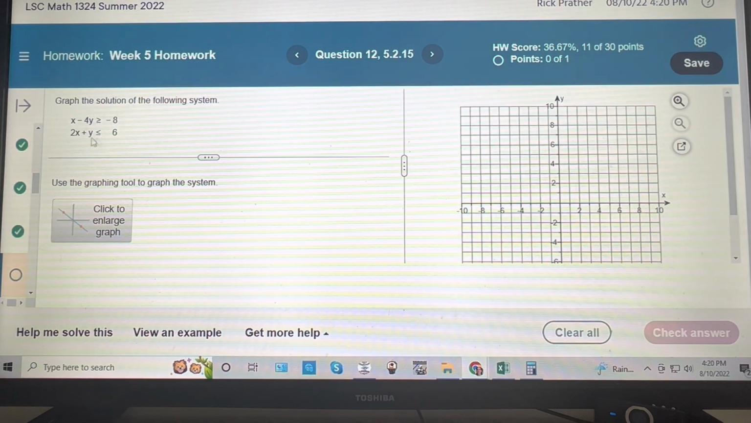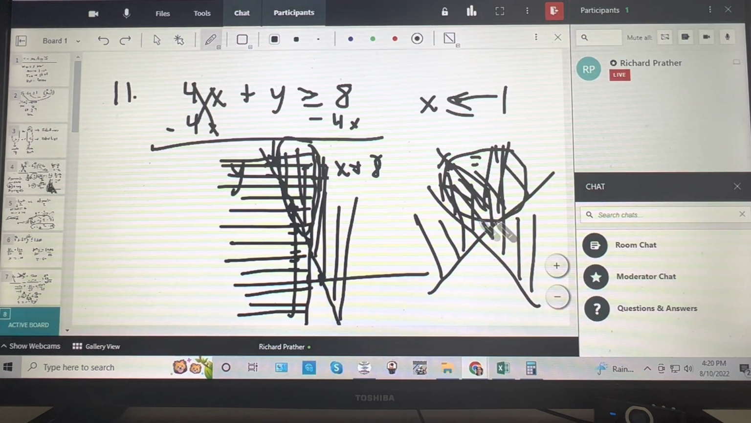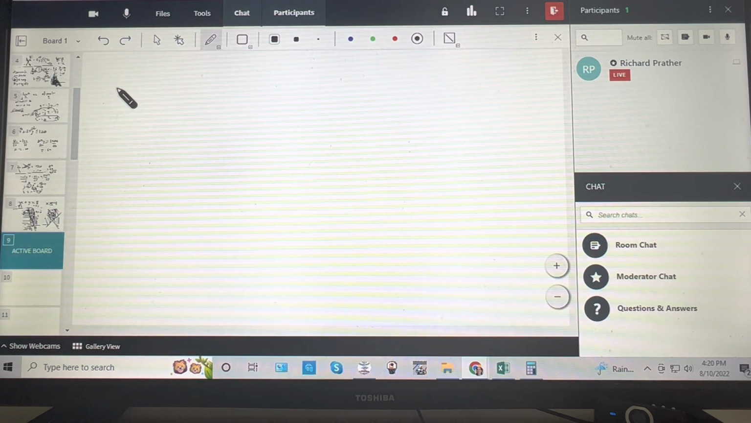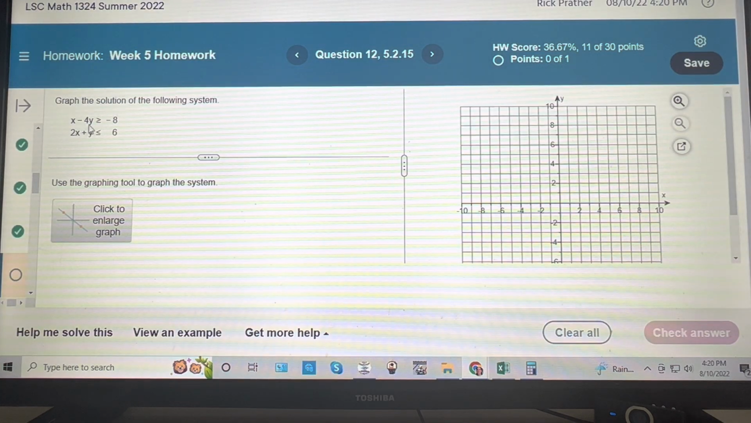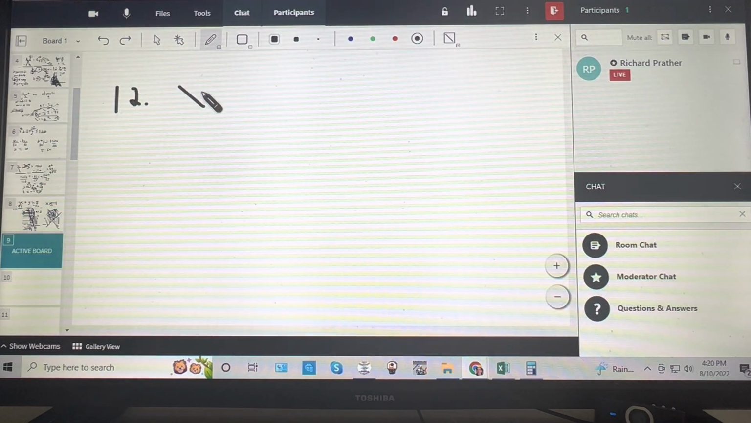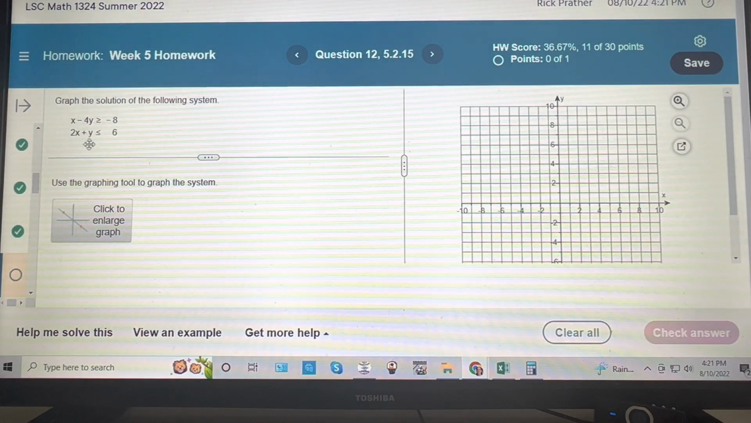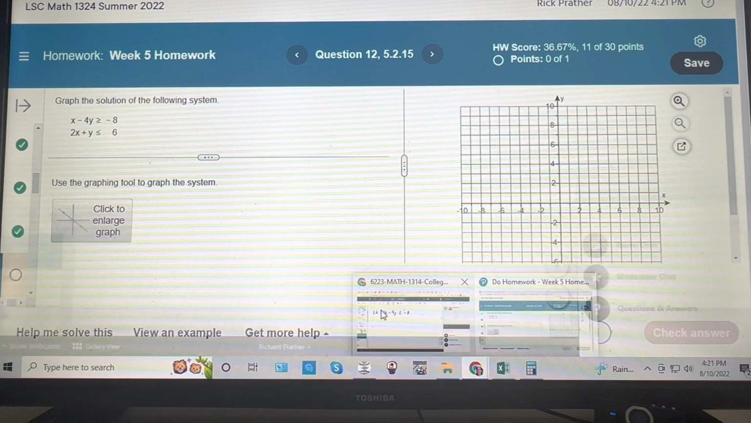Okay, see now we have two of these. These are going to be two diagonal lines that make a big X. You're going to get a big X like this, and then you shade either the top only, the right only, the bottom only, or the left only whenever there's two lines like that. X minus 4y is greater than or equal to -8. And then I'll do the other one next to it. 2x plus y is less than or equal to 6.